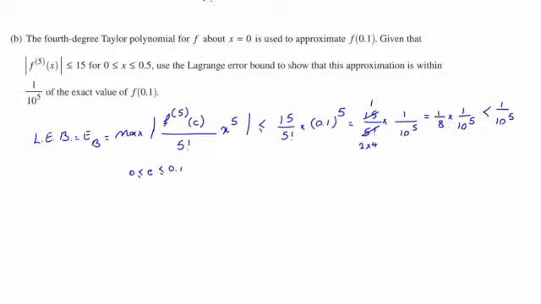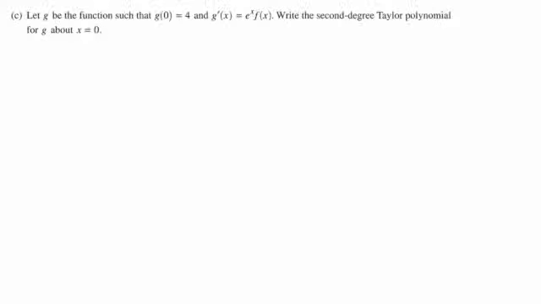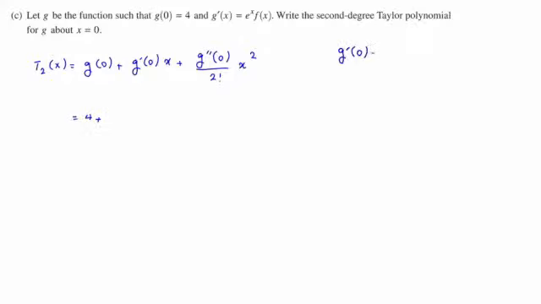Let's solve part C. Okay, part C says let g be the function such that g of 0 is 4 and g prime of x equals e to the x times f of x. Write the second degree Taylor polynomial for g about x equals 0. So T2 of x equals g of 0 plus g prime of 0 times x plus g double prime of 0 over 2 factorial x squared. So g of 0 is 4. g prime of 0 is what? g prime of 0 is e to the 0 f of 0. e to the 0 is 1, and we should work on f of 0.